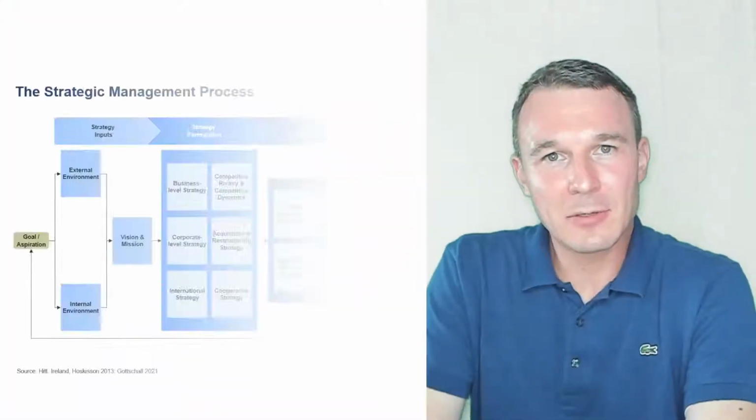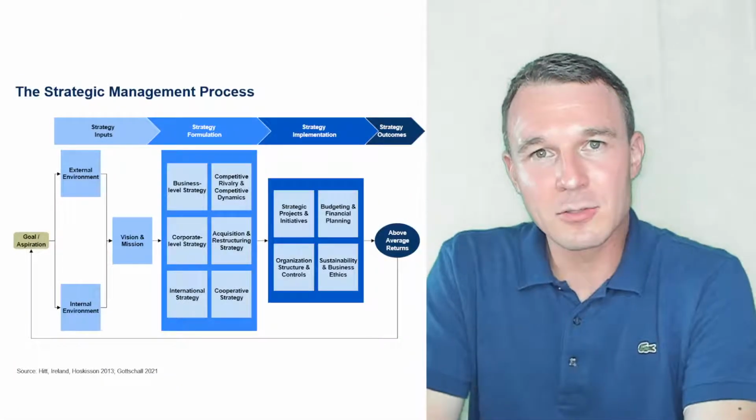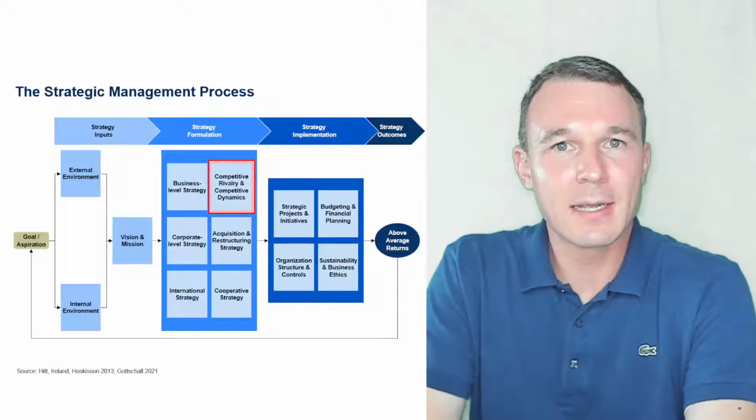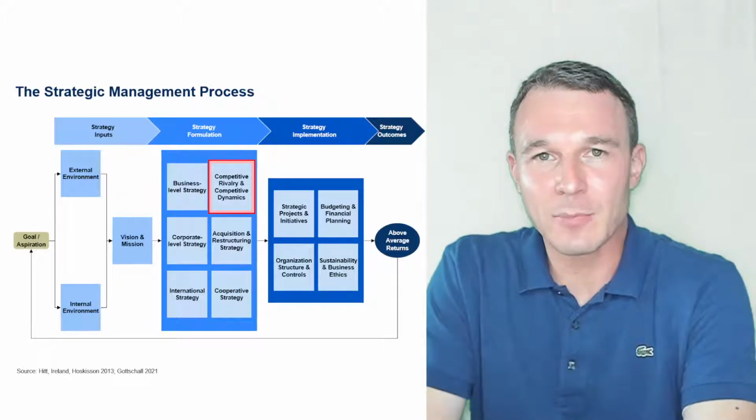In the last session, we kicked off the strategy formulation process by looking at business level strategy, which is the most basic type of strategy. Specifically, we looked at Porter's generic strategies, which include cost leadership, differentiation strategies, and segmentation strategies. Now, in today's session, we are going to dive a little bit deeper into business level strategies by looking at competitive rivalry and competitive dynamics.